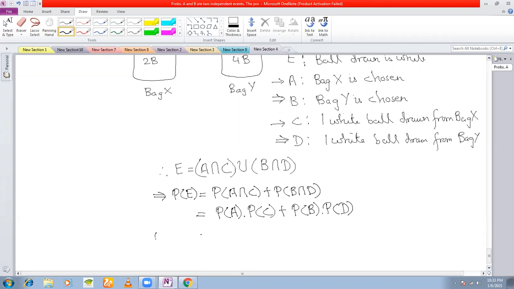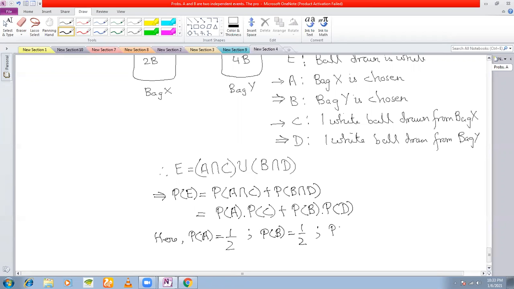Now what is P(A)? Probability that bag X is chosen. Two bags are there, of which I have to choose bag X. What is the probability? Half, right? Right or wrong? What is the probability of choosing bag Y? Again half, because two bags are there.